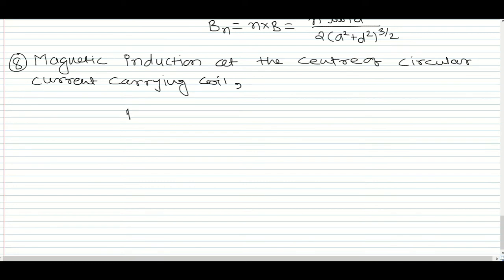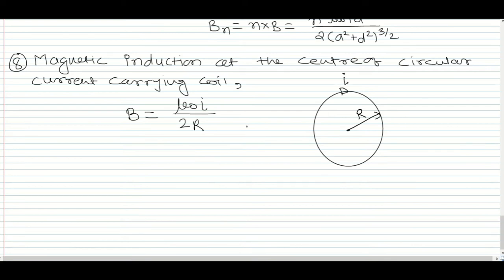So it will be B is equal to mu naught I divided by 2R. If you have a current carrying coil like this, with a radius of capital R, and which carries a current I, then by using the right hand rule we can calculate that at the center the magnetic field will be into the plane, and its magnitude will be mu naught I divided by 2R. So this is the formula, and as you can see, this is for a singleton.